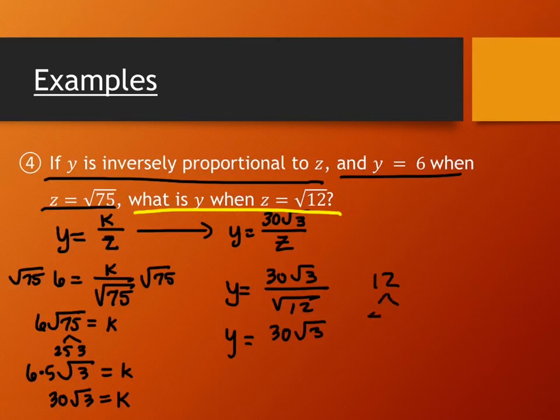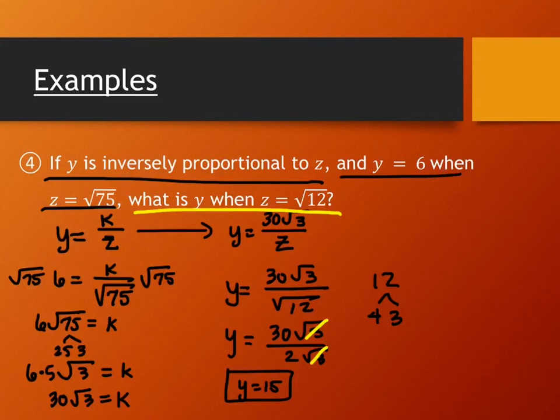12 is 4 times 3, and the square root of 4 is 2. So this is 2 square roots of 3. You see the beautifulness, right? Those square root of 3's cancel, and then 30 divided by 2 would be 15. So the answer to the actual question is y equals 15. But as you see, there were several stopping steps along the way, stepping stones, that we had to get to.